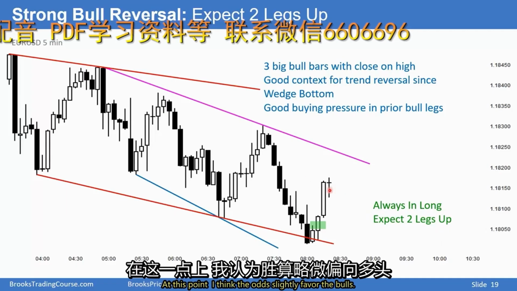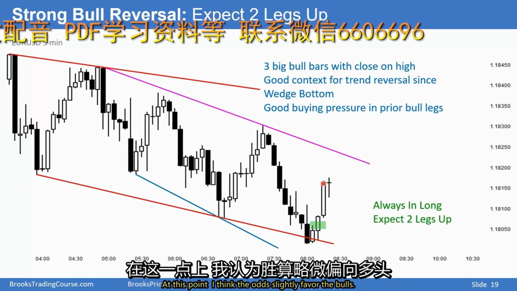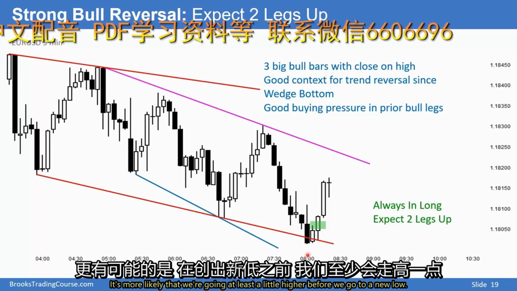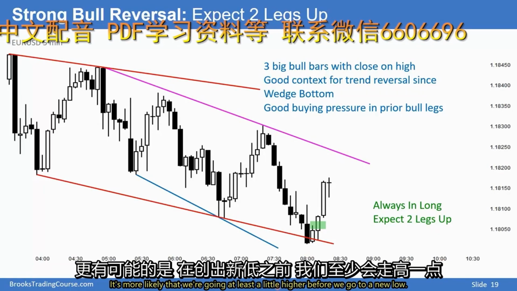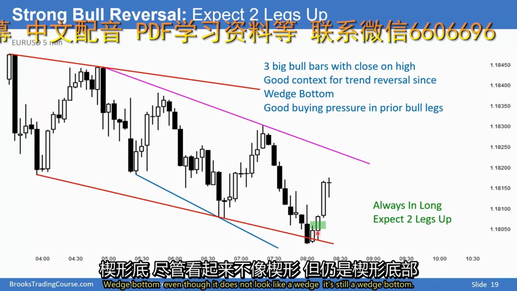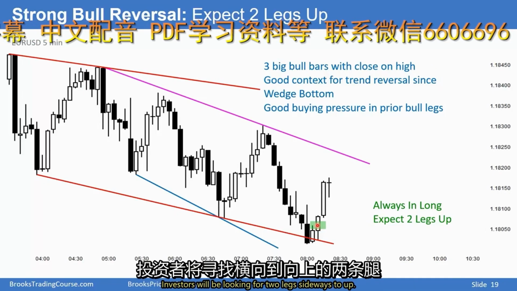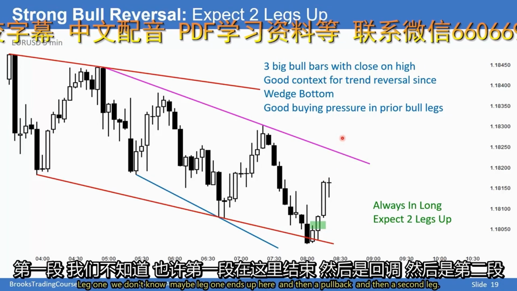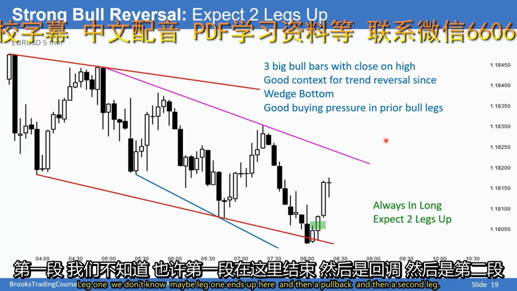At this point, I think the odds slightly favor the bulls. We're always in long. It's more likely that we're going at least a little higher before we go to a new low. Wedge bottom, even though it does not look like a wedge, it's still a wedge bottom. Traders will be looking for two legs sideways to up. Leg one, we don't know, maybe leg one ends up here, and then a pullback, and then a second leg.